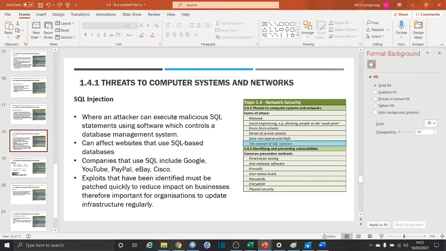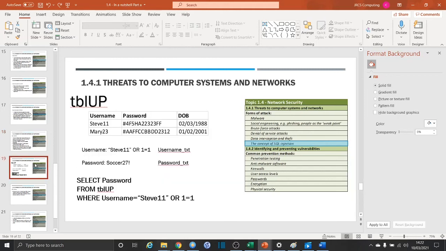It's where an attacker can execute malicious SQL statements using software which controls a database management system. It normally affects websites that use SQL, and nearly everyone does. So it's quite tricky. How do you get around it? Well, there are certain things you can do.